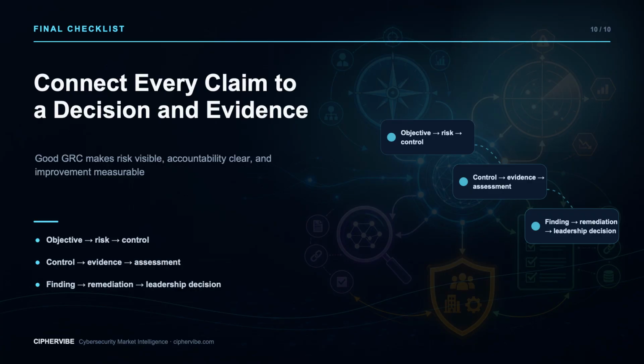Remember the navigation system. Governance sets the destination, risk describes the hazards, compliance defines mandatory rules, controls support safe operation, evidence records the trip, and audit checks the claims. GRC succeeds when leaders can make better, timely, defensible decisions.